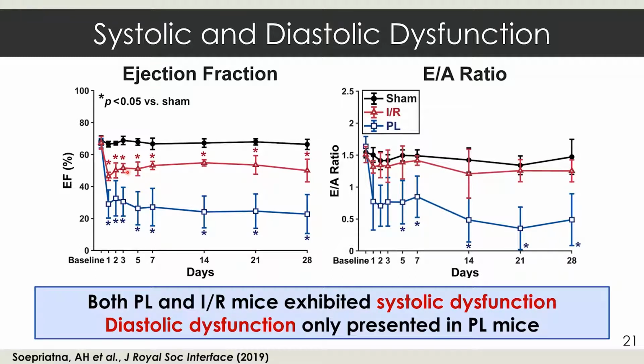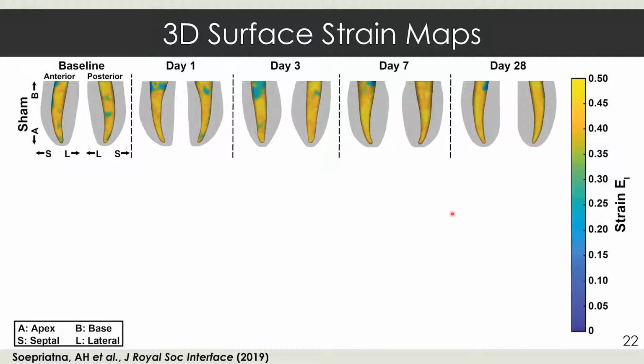We only observed the E&A inversion in the permanent ligation group, suggesting that diastolic dysfunction is only present in this group, even though they both have systolic dysfunction. And now that we have the strain, we can overlay them onto the endocardial wall to see how the strain profile looks at peak systole.